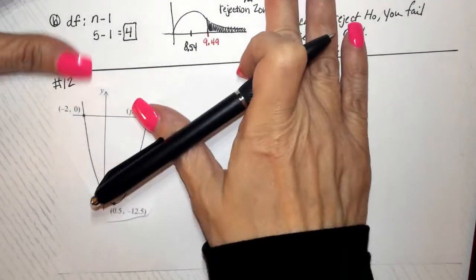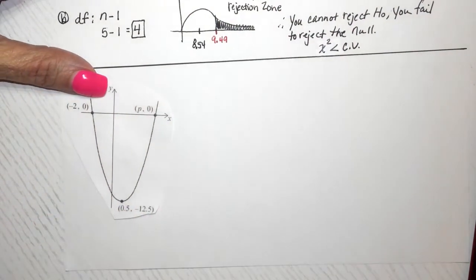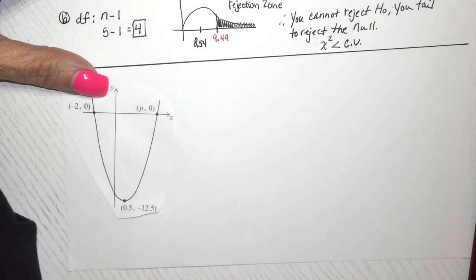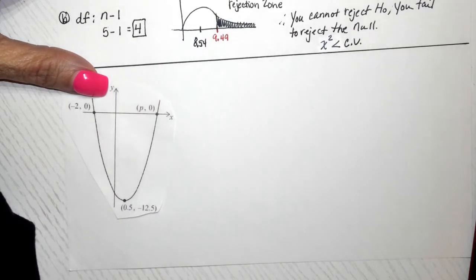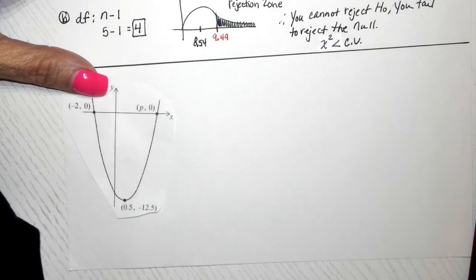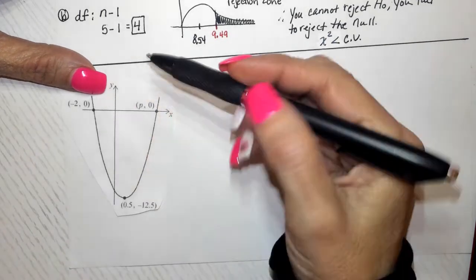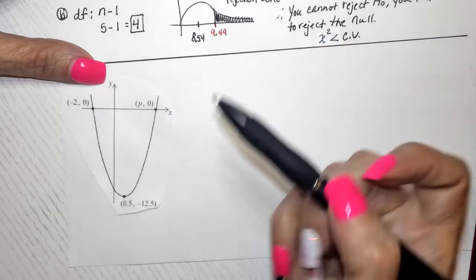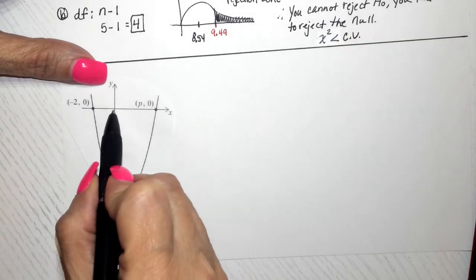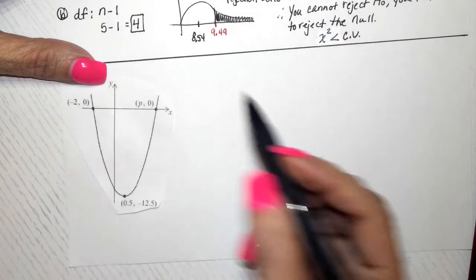Okay, so in our booklet, we are on number 12, and we need to consider that the graph of f of x is shown in this diagram. It's got this vertex. We've got things labeled. And what we want to know is the value of p over here. So really the only thing it gave us was that this right here was at negative 2, 0.